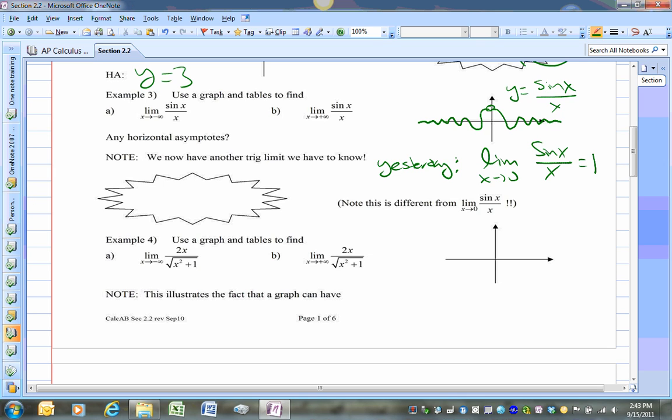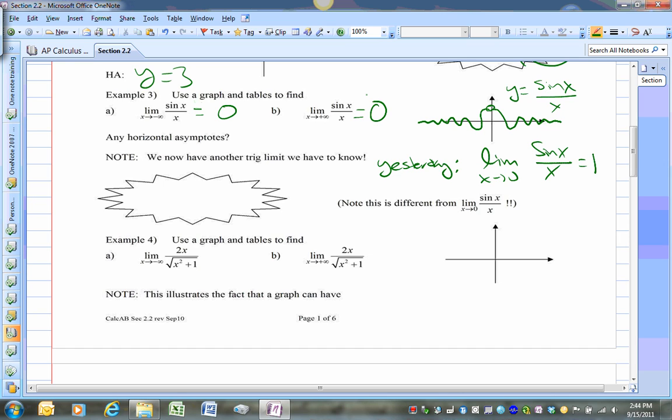Anyway, so we have that. So let me ask you this. The graphing calculator, you just got to trust me, will look like this if you do sine x over x. So what do you think the answer would be for both a and b? What is y approaching as x gets really large or x gets really small? 0. 0 and 0.